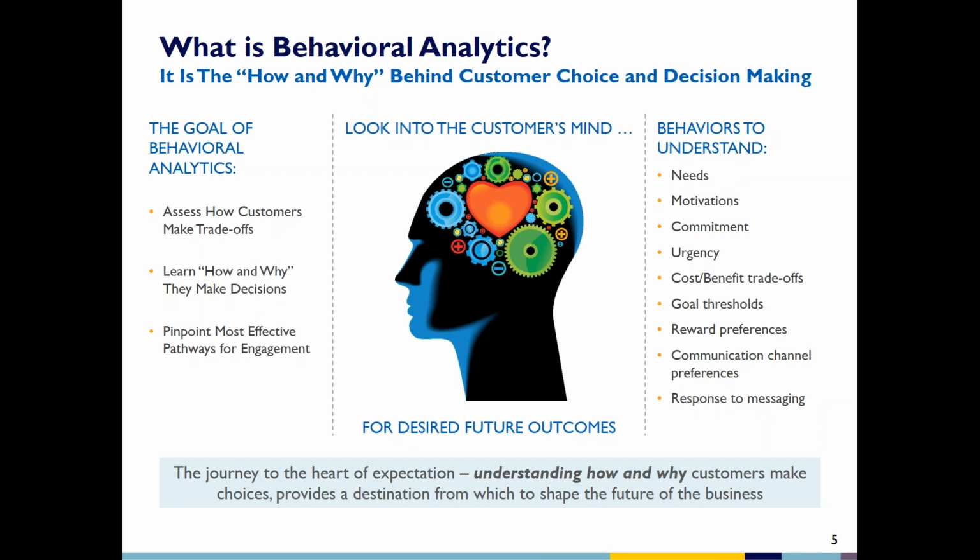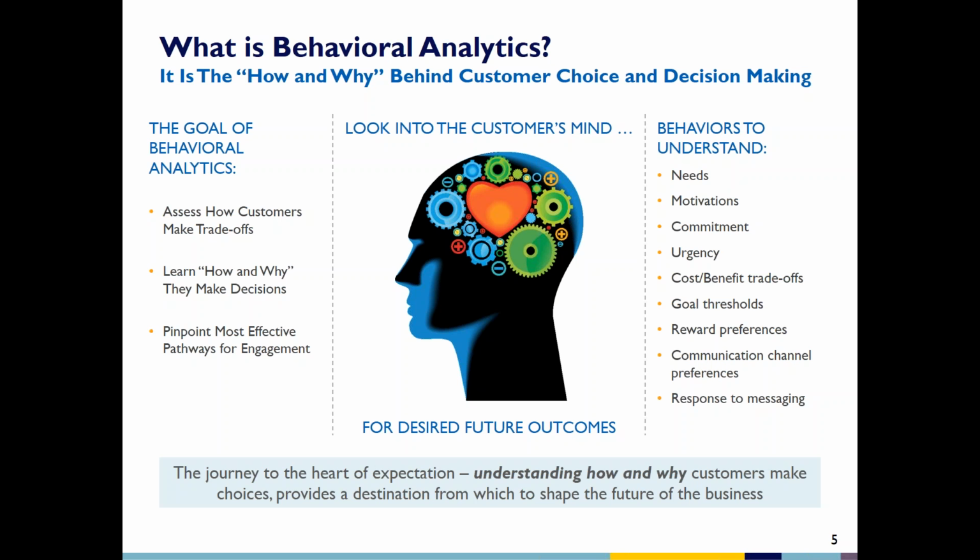The behaviors we try to understand are multifaceted and vary based on what we are trying to uncover. But generally speaking, it starts off with the needs. What are the met and unmet needs of the customer? What might motivate them? What is their level of commitment? How urgent is their need? What are the costs and benefits they're making trade-offs on in their mind? If there are programs which deal with a lot of engagement, and there are goals, then what motivates customers to achieve those goals, and what reward preferences may they have?